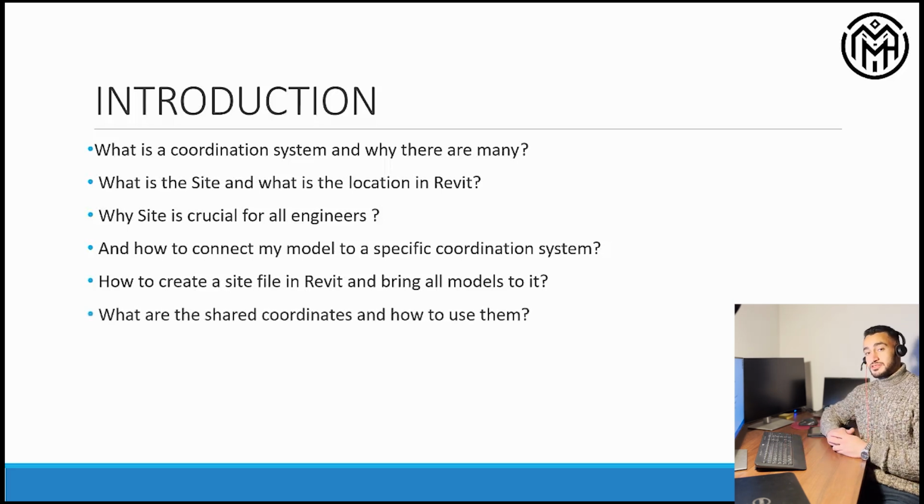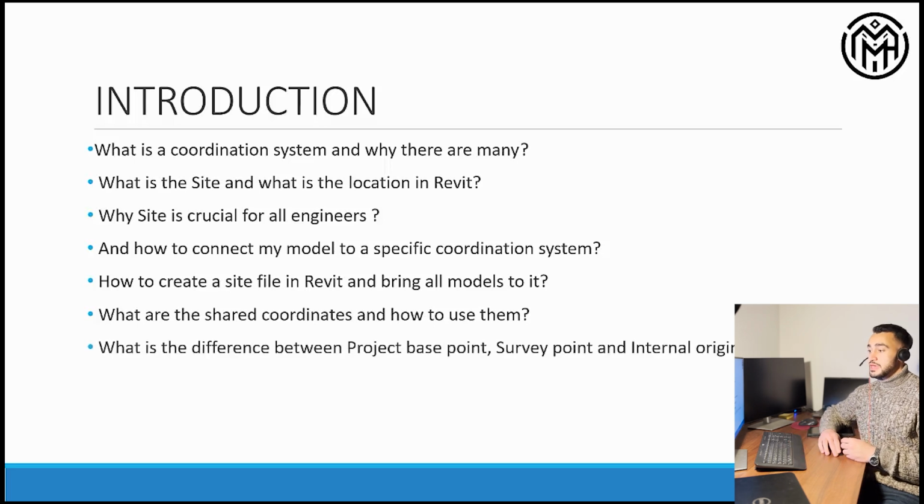What are shared coordinates? What is the role of the shared coordinates in this process or in this workflow, and how to use them? And we will go through the project base point, survey point, and internal origin in Revit, and what is the difference between each one of them, and what is the relationship between the survey point and the coordination system, and how to set my survey point correctly.